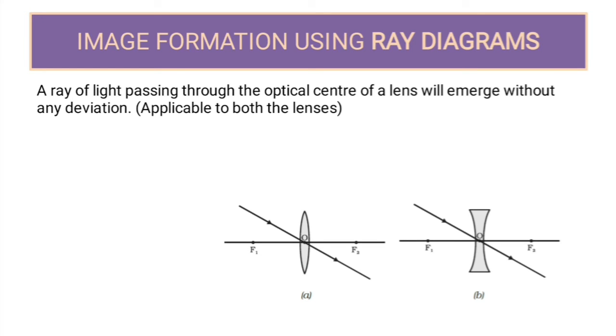Then this is same for both convex lens as well as concave lens. If the ray of light passes through the optical center, then it emerges without any deviation. So there is no deviation when light passes through the optical center, and this is true for concave lens also.